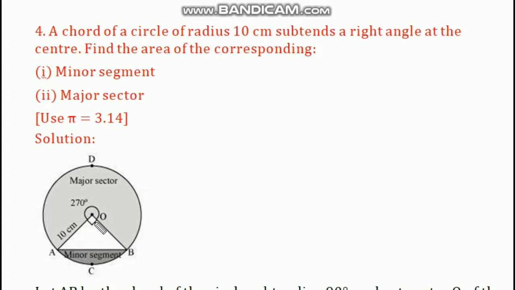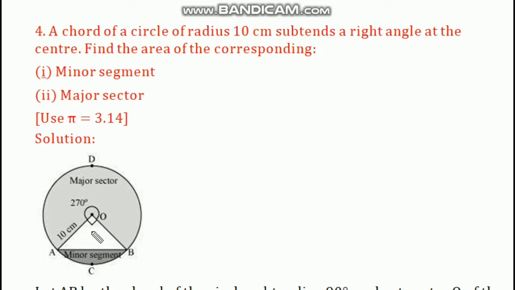Okay, given the angle is 90 degrees. By using this we need to find out the major sector of the circle. Actually this is the major sector, and at the same time the minor segment. The minor segment of the circle is ACB. So how to find out this minor segment and major sector?